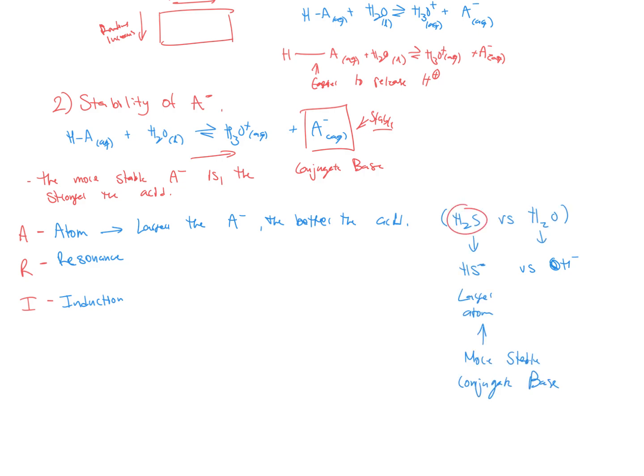And so look at the atom and see what it is. If you're comparing sulfur to oxygen, a hydrogen that is bound to a sulfur is going to be more acidic than a hydrogen bound to an oxygen for that reason. That same case goes for chlorine or bromine or iodine.